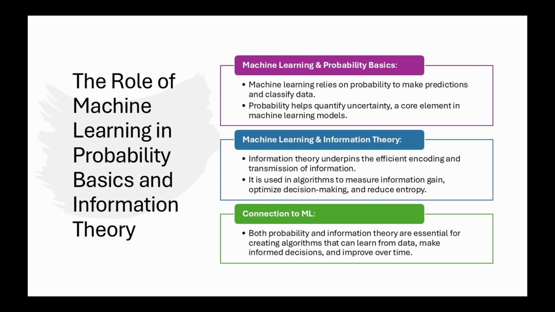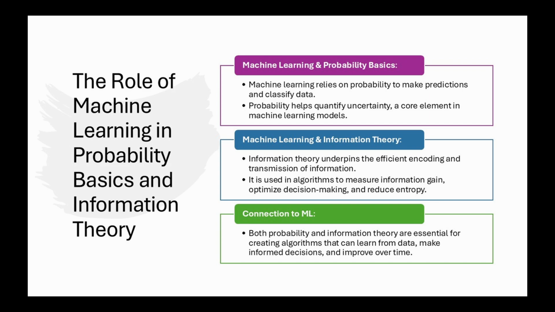Now we explore how machine learning relates to probability basics and information theory. These two concepts form the backbone of many machine learning algorithms, enabling them to make predictions, classify data, and even generate new information. Let's dive in. Machine learning and probability basics. First, let's talk about probability basics. In the context of machine learning, probability is used to model uncertainty and make informed decisions.